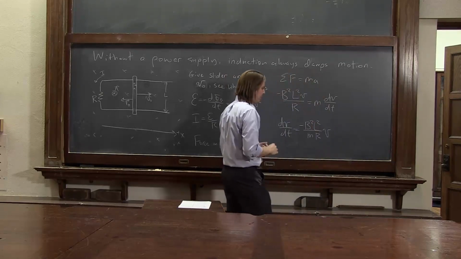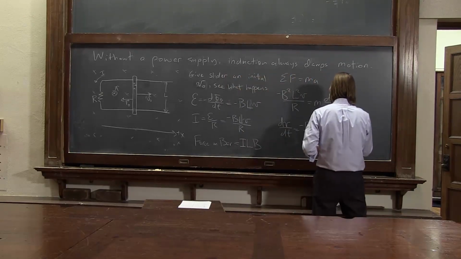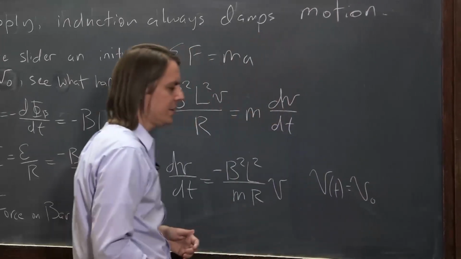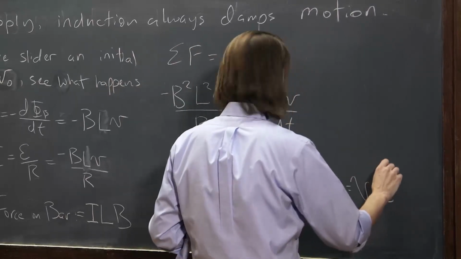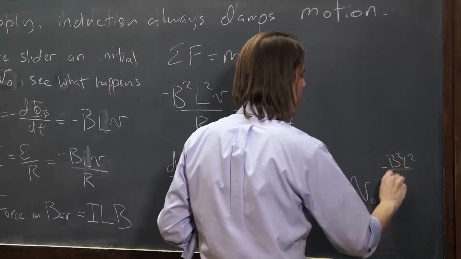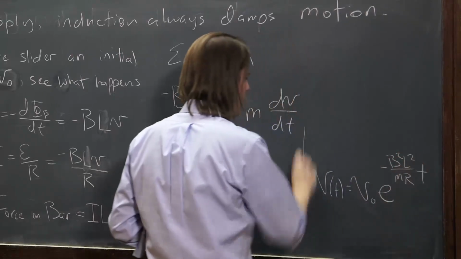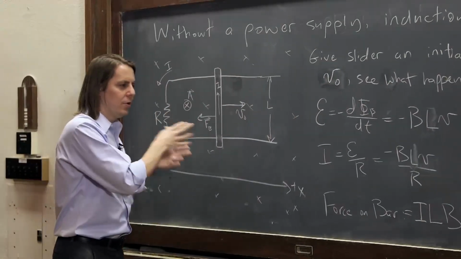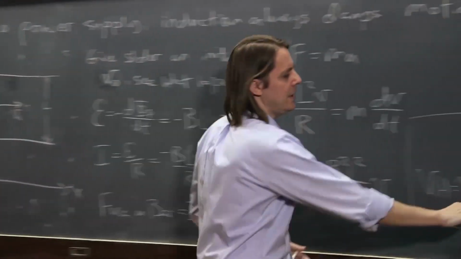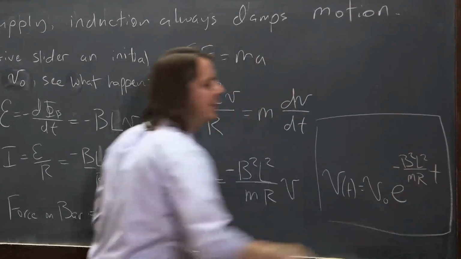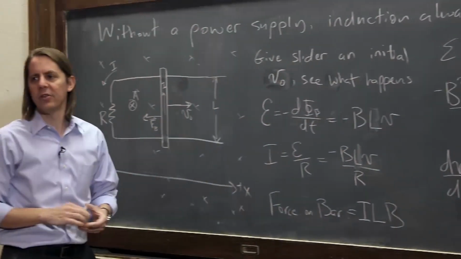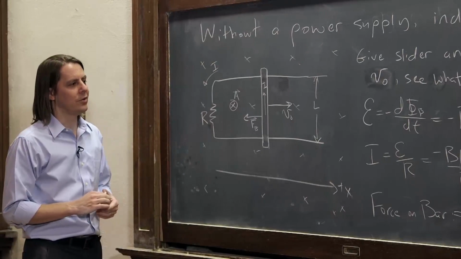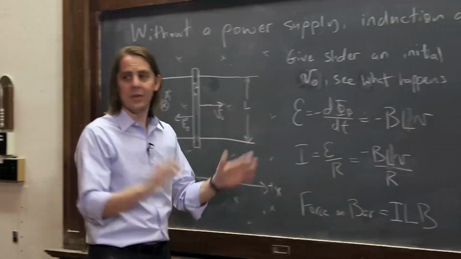But if you recognize that as exponential decay, then you know that v as a function of time is v naught, and then it's going to decay as e to the minus B squared L squared over mR t. So what this means is if we give this thing an initial kick, it'll slow down to 0. At time equals 0, e to the 0 is 1, it'll go at v naught, but then it'll exponentially decay and that initial velocity will be lost. Where's it going? Physically, it's being lost as heat in the resistor. Now, that's the answer. We solved the problem.